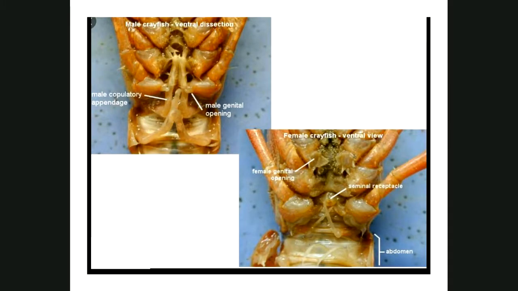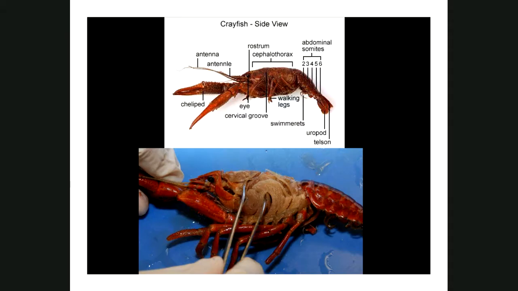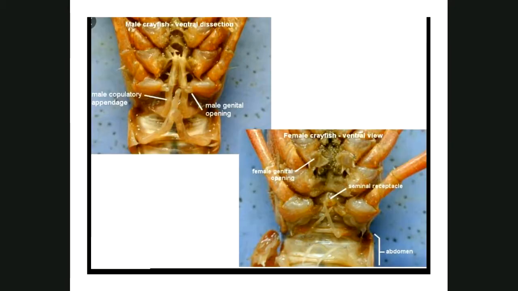All right. Well, here's a crayfish, right? This is the underside of a crayfish. Here's the top side. And we're going to first take a look at this portion here to be able to tell the difference between male and females. These are the pictures for that.